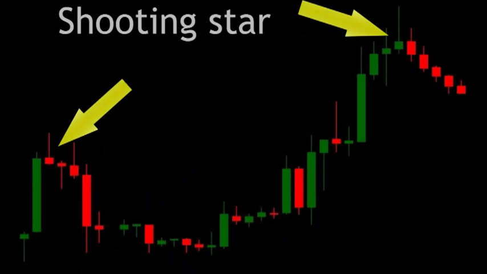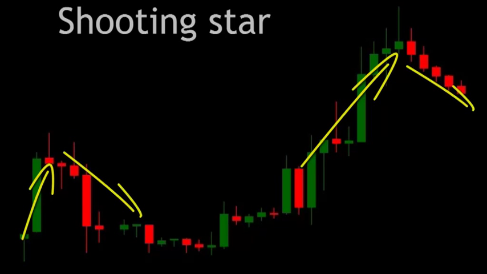Next is the shooting star. It looks exactly like the inverted hammer, but it forms at the end of an upward trend. It shows that the bears are starting to get the upper hand and the market is about to go down.